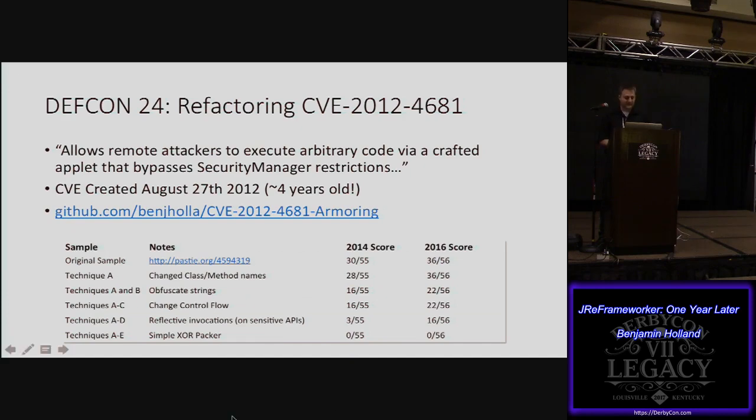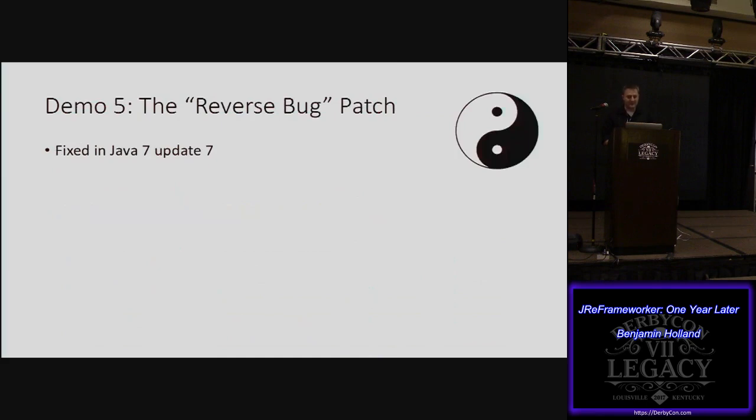But what is my point here? It's easy to get past AV, maybe. But is anybody detecting the counterpart to that? Nobody's detecting the vulnerability. So what if I do something like a reverse bug patch? What if I unfix a bug? This bug was fixed in Java 7, update 7. There's a nice Metasploit module for it, but it doesn't work, because everybody's running almost Java 8 now, or at least an updated version of Java 7.